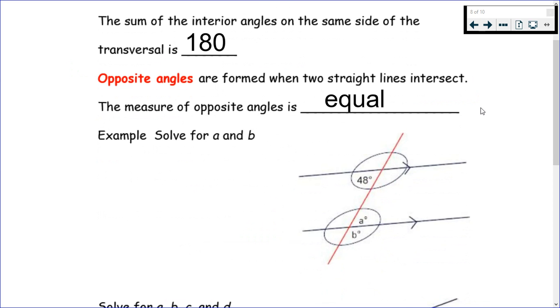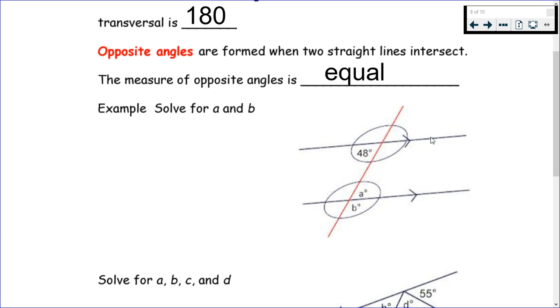Let's check out our example here. We are asked to solve for angle A and for B. Well, it looks like I don't have enough information, but what do we know? Well, there's a few different ways to think about it. There are a few different angles here that are going to be equal to 48 degrees. So in terms of opposite angles, if this is 48, this is also 48. We can also use our Z pattern. If this is 48, this is also 48.